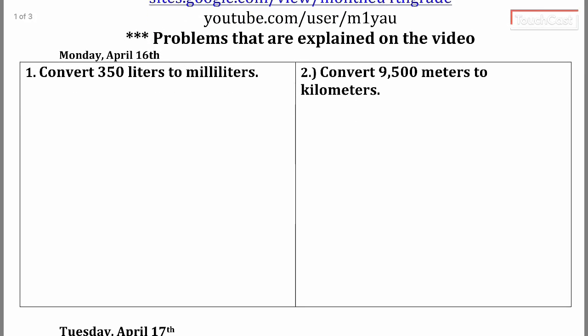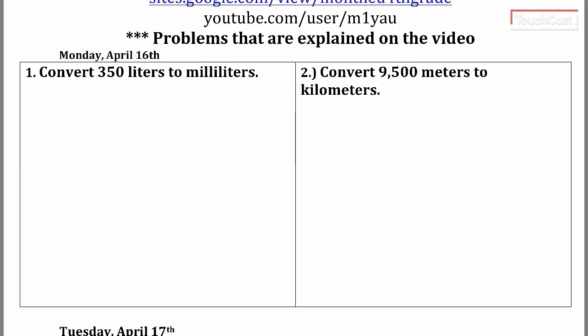All right. We are still going to be working on measurement. Yay, measurement. Convert 350 liters to milliliters.